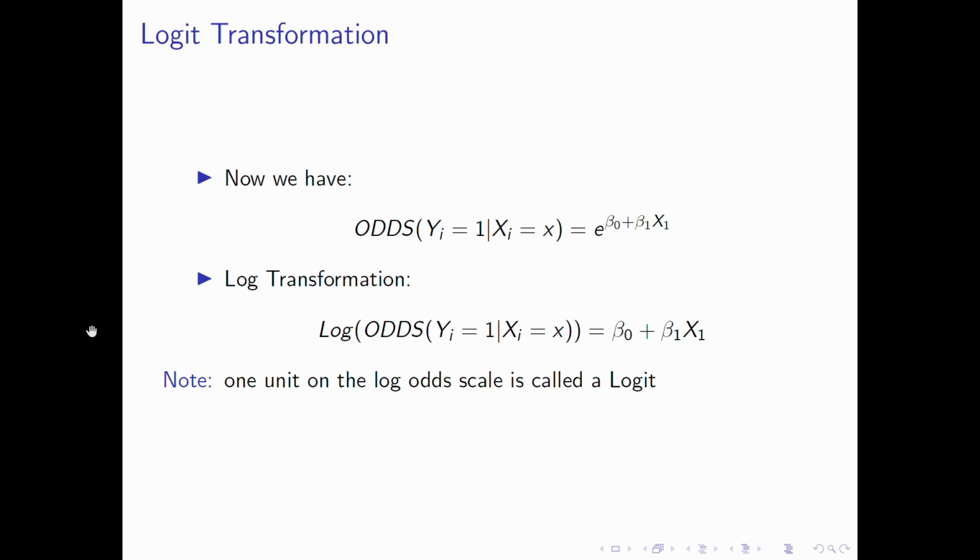So given now that conditional odds are equal to e to the basic linear regression model as the exponent, in order to make this easier to deal with, we're going to take the log of those conditional odds, which gives you just that basic linear regression model of beta naught plus beta 1 x1. And it's worth noting here that 1 unit on the log odds scale is referred to as a logit.